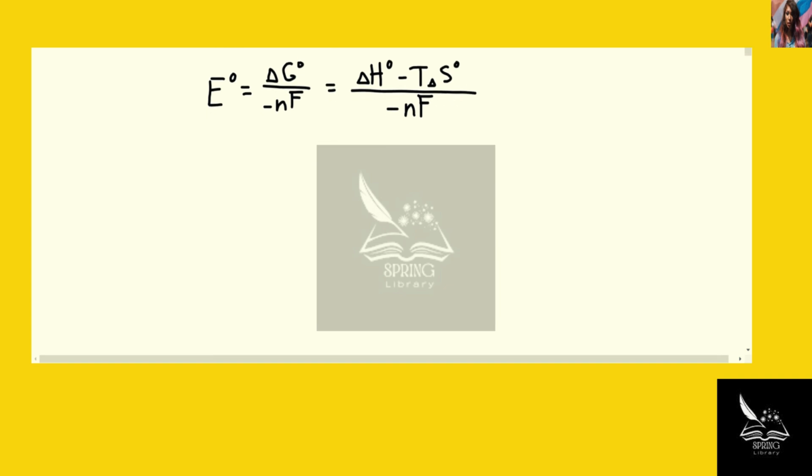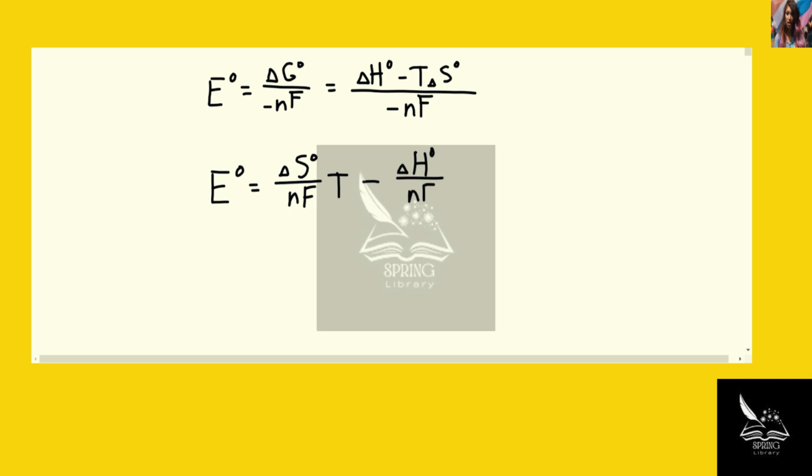We know the equation of a line, y equals mx plus b, so we can rearrange our derived expression in order to find that form. So the standard cell potential is equal to delta S at standard conditions divided by nF, times the temperature, minus delta H at standard conditions over nF.